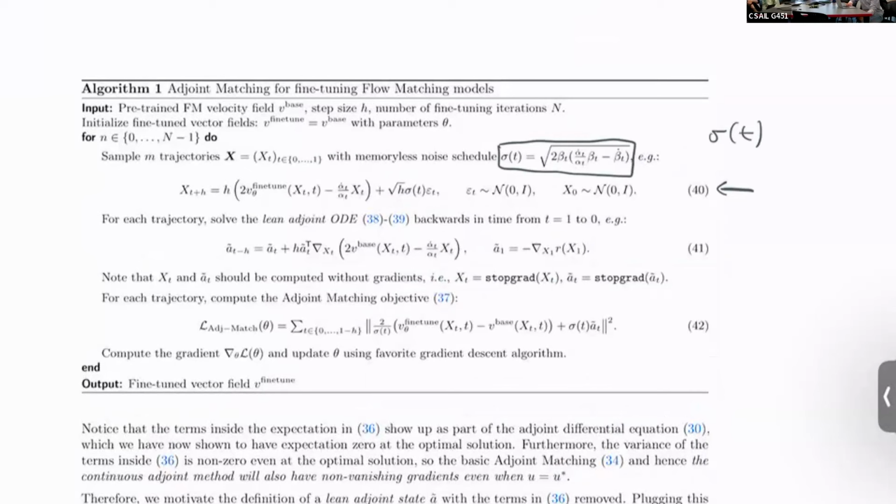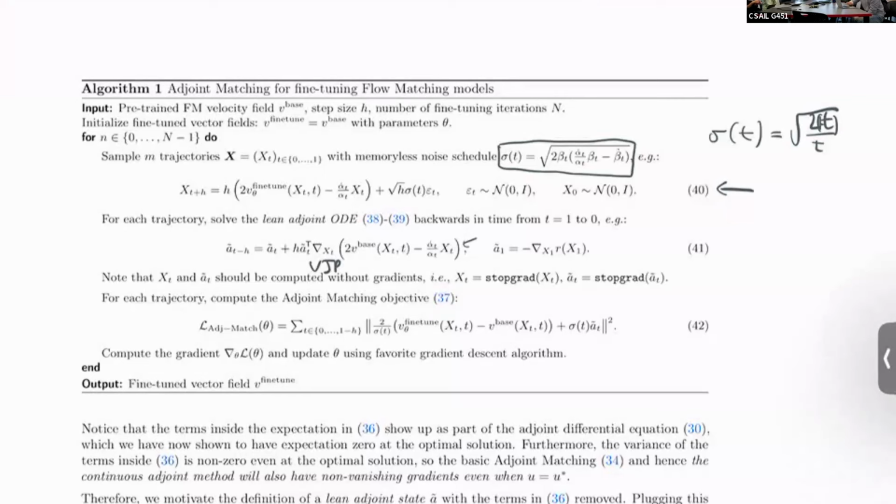So the fine-tuned model with the current parameters that you have. Right, it says here V fine-tune, and then this is this 1 minus t. Then for each trajectory, you solve the lean adjoint ODE backwards in time. You start from the gradient of the reward. To compute this, you use the vector Jacobian product. This is a PyTorch function.